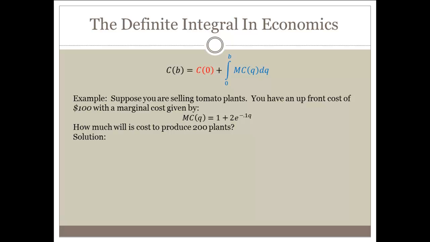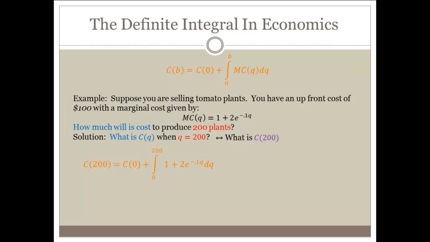To answer this, let's transition our question into a question about our functions. The term, how much will it cost, is asking, what is c of q? And the phrase 200 plants means when q equals 200. So we want to know, what is c of q when q equals 200? In other words, what is c of 200?